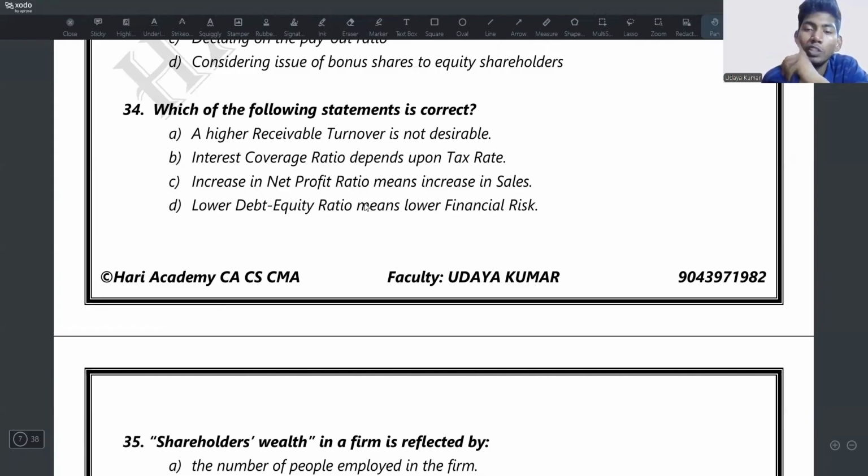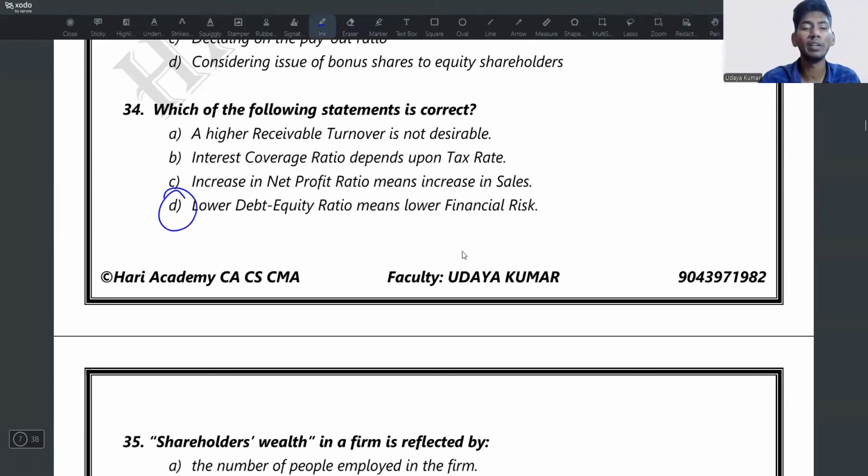Lower debt equity ratio means lower financial risk. Isn't that right? Absolutely, this statement is correct because a lower debt equity ratio indicates that the company is relying less on debt financing compared to equity financing, which generally reduces its financial risk, right? So financial risk is associated with what? Interest. When you are availing debt, you must pay the fixed obligation, and so there arises financial risk. So if the debt equity ratio is lower, then ultimately the financial risk also gets lower, right? So option D is the right option.